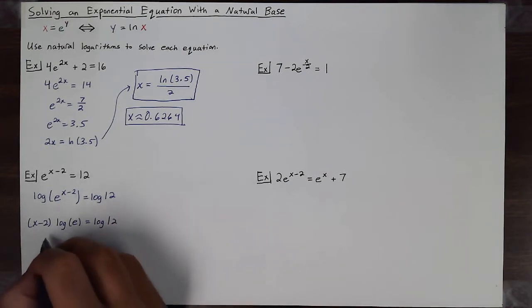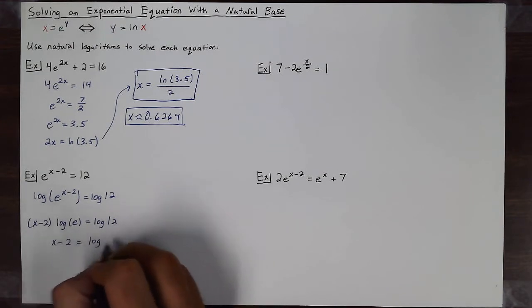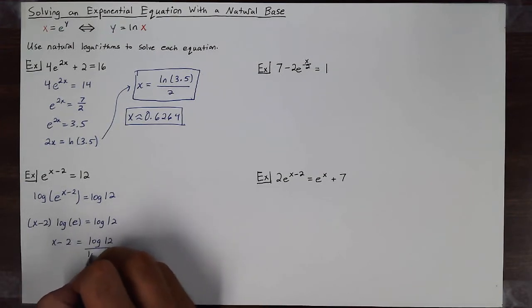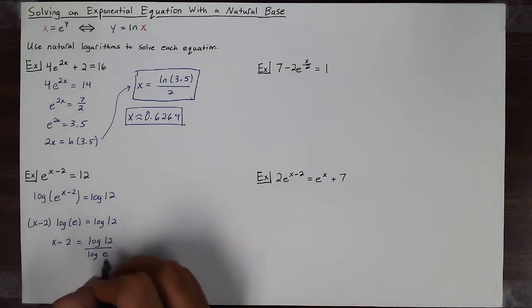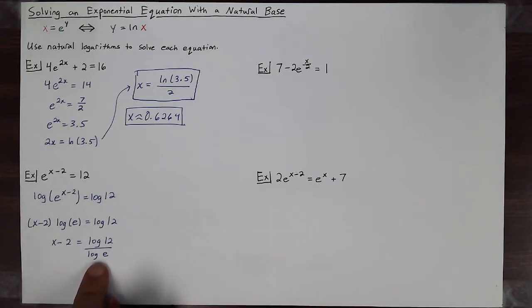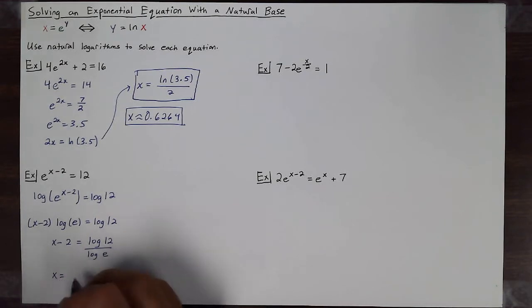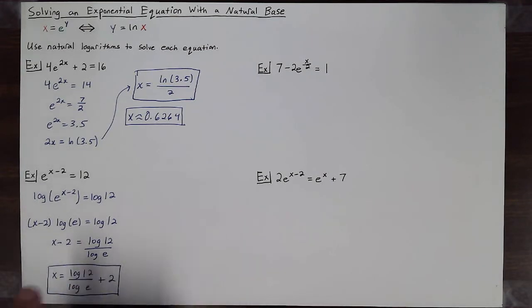And then divide by log e. So we get x minus 2 is equal to log 12 over log e. And this, after adding 2, will give you your solution. So log 12 over log e plus 2. Now, this can be written a lot more simply. If you think of your change of base formula, that's also known as log base e of 12, which is just natural log of 12.